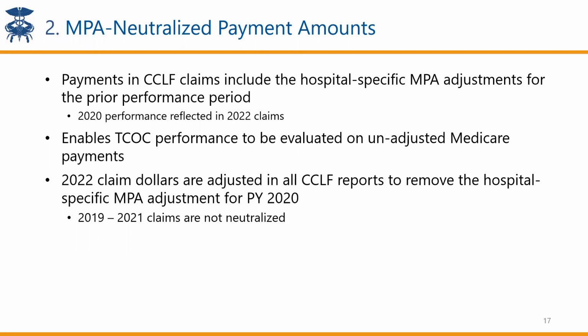Next, we have our MPA-neutralized payment amounts. So payments in CCLF claims include hospital-specific MPA adjustments for the prior performance year. So 2022 performance is reflected in the 2022 claims. This enables total cost of care performance to be evaluated on unadjusted Medicare payments. And 2022 claim dollars are adjusted in all CCLF reports to remove the hospital-specific MPA adjustments for performance year 2022. So 2019 and 2021 claims are not neutralized.